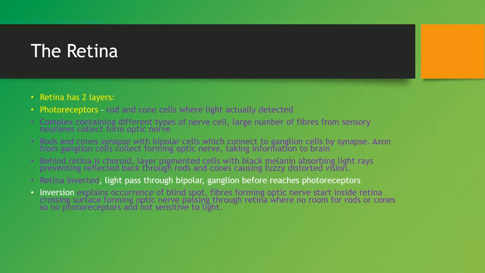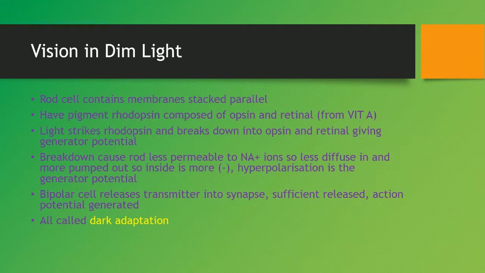Behind the retina is the layer called the choroid, and this layer is pigmented with cells that contain black melanin, which absorb light rays, preventing the light being reflected back through the rods and cones, which would cause fully distorted vision. The retina is inverted, which allows light to pass through the bipolar and the ganglion cells before reaching the photoreceptors. This inversion explains the occurrence of the blind spot, with fibers forming the optic nerve starting inside the retina and crossing the surface, passing through the retina where there's no room for rods or cones. Therefore there are no photoreceptors, and it's not sensitive to light at the blind spot.